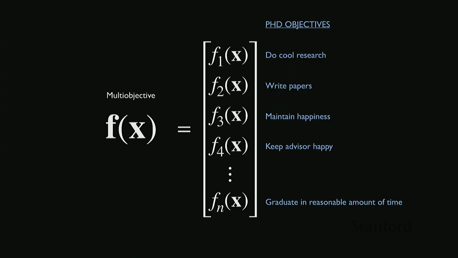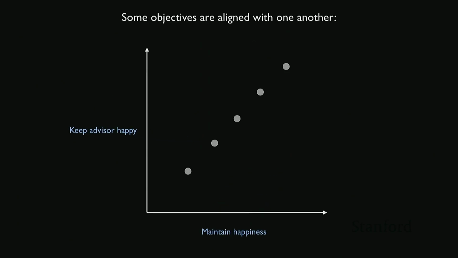Some of them you can look at and they actually align quite nicely. So, Michael always gives this example. He's like, if he's your advisor, your happiness is directly aligned with his happiness. So if your happiness increases, his happiness will also increase, and we're all good to go. We can make both of these objectives better all at the same time.